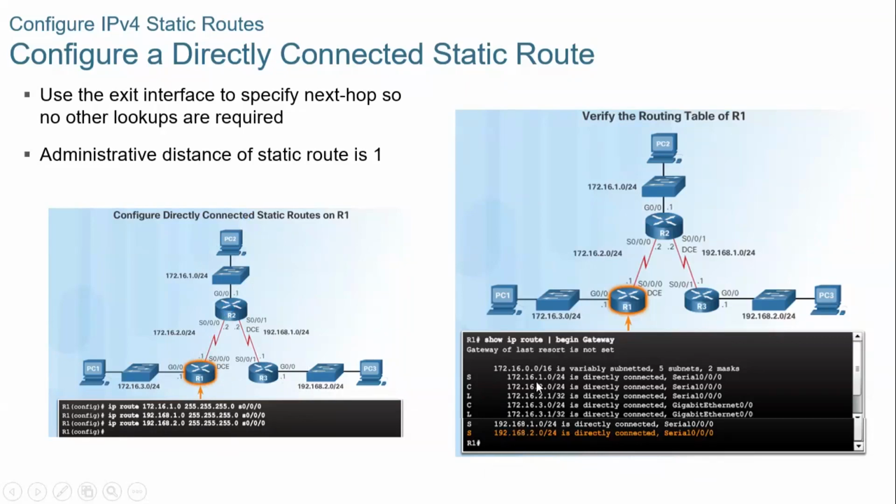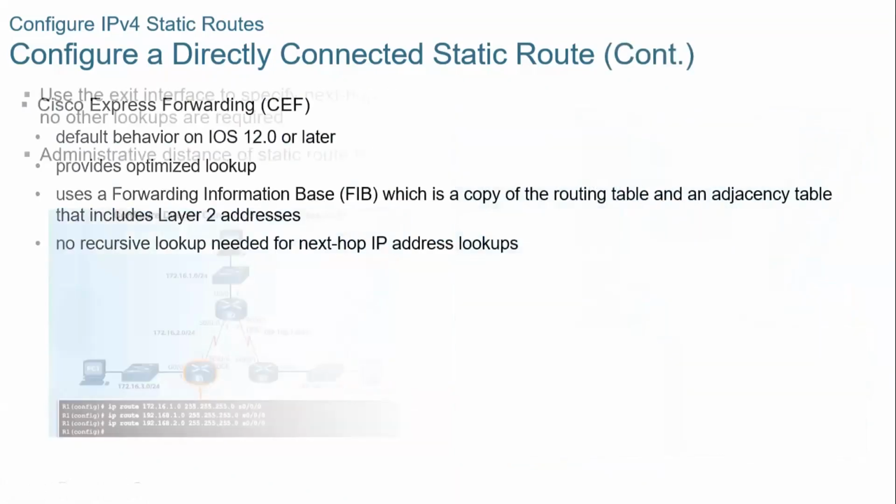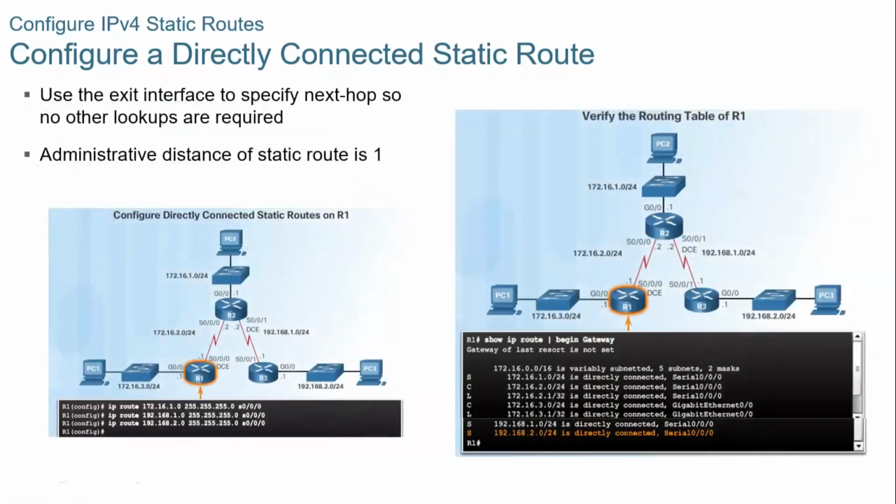Now, the thing about this one is that you do not need to have a recursive lookup, because let's say a packet comes, destination is this network over here, 192.168.2.0. So it looks up, it says, oh, 2.0. Where can I send it? Oh, through serial 0/0/0 directly. So it only has one lookup. It doesn't have to have two lookups or do a recursive lookup. Okay?